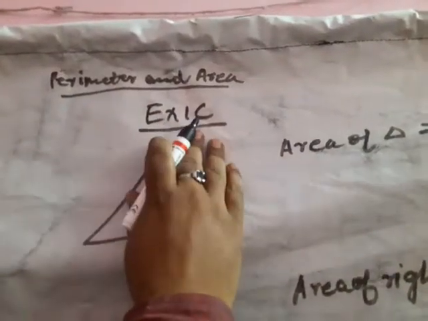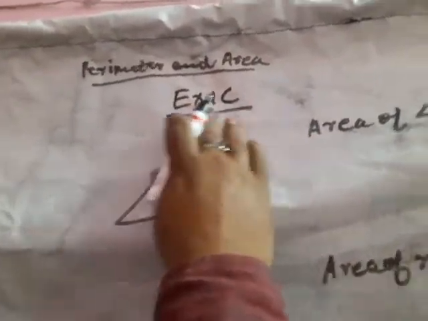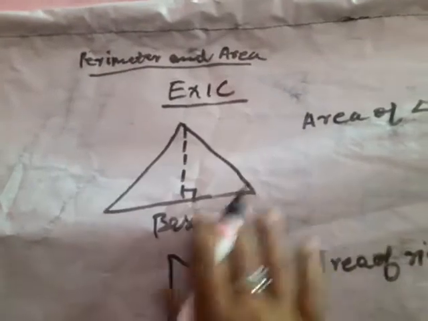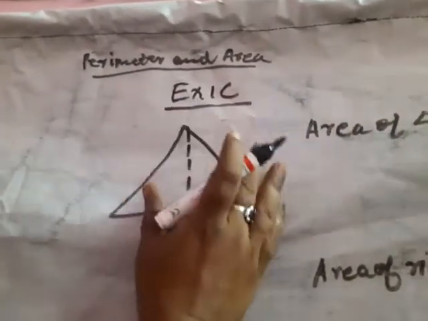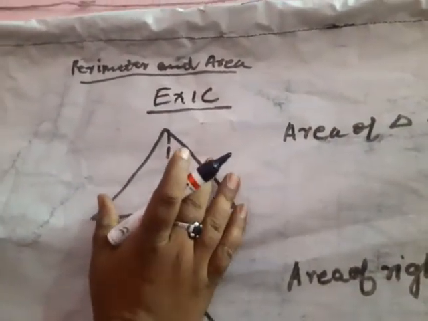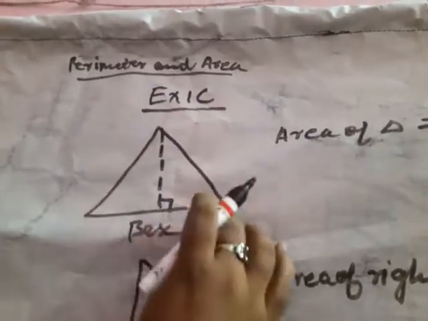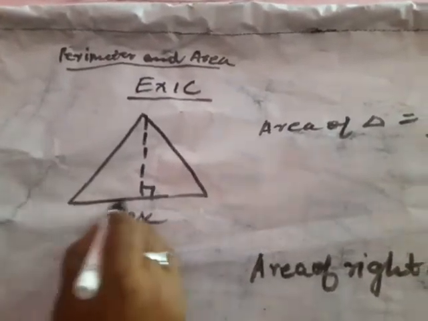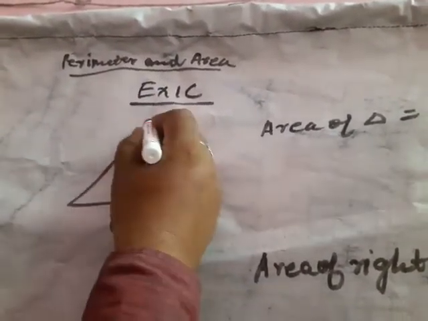Now come to the exercise 1C. In exercise 1C about triangle, area of triangle. So area, first of all, I tell you some general things. Suppose this is our triangle and this is the base, and what is the height? This is your perpendicular height.